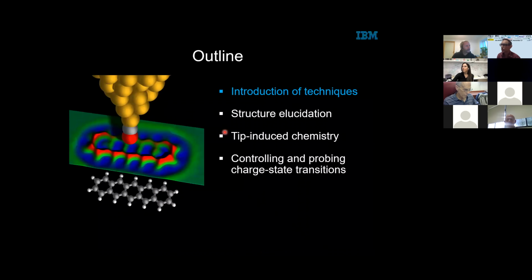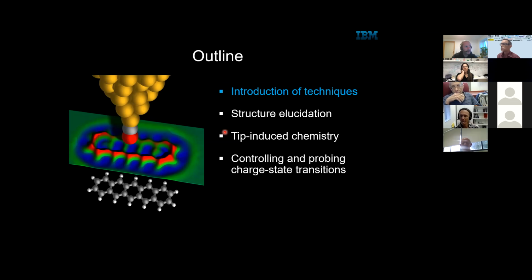Okay. This is a short outline, so I will very briefly introduce you to our techniques, STM and AFM, and then I'll very briefly show you how you can use it for structure elucidation. And then the main parts, I'll show you how we can do chemistry using the tip of our microscope and how we can control charge states on molecules and what we can learn by that.